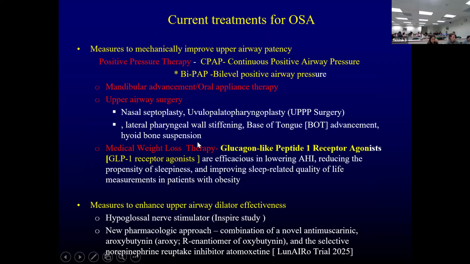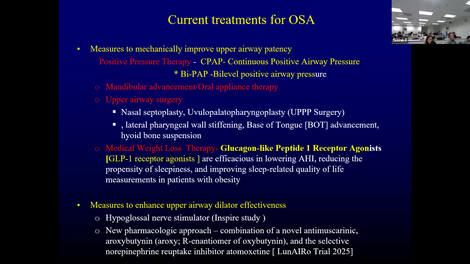Nowadays, as part of the treatment, we also give them GLP-1 agonists for weight loss, which is now a recommended treatment in addition to CPAP for these patients. Another thing that we do is called hypoglossal nerve stimulation, in which a pacemaker-like device is placed in the anterior chest wall with a lead near the tongue. The second lead is near the diaphragm.